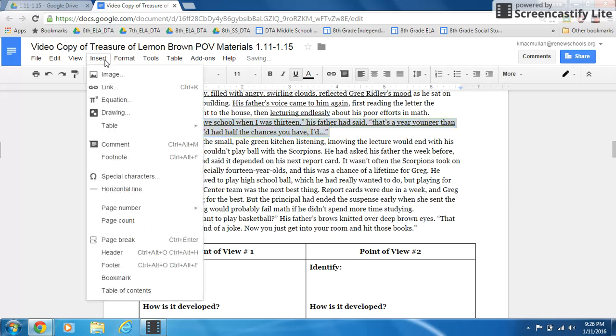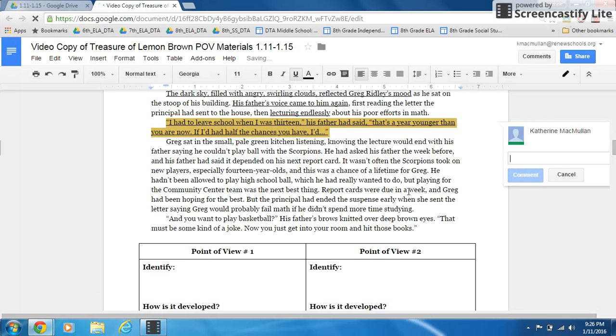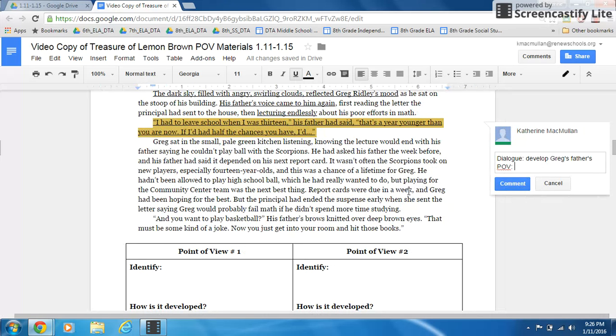I'm going to actually make a note as well. I see that the author is using dialogue. This is a conversation between Greg and his father to develop Greg's father's point of view. And what do you think Greg's father's point of view is here? How is he feeling, or what does he think?